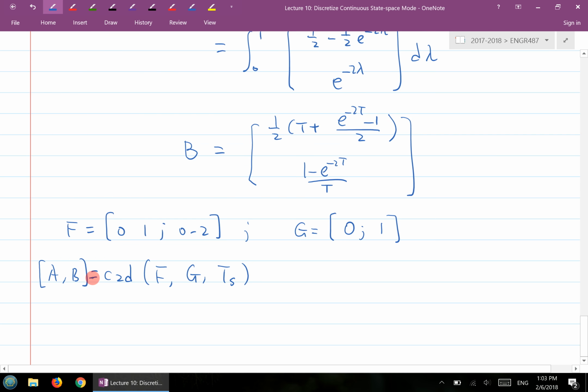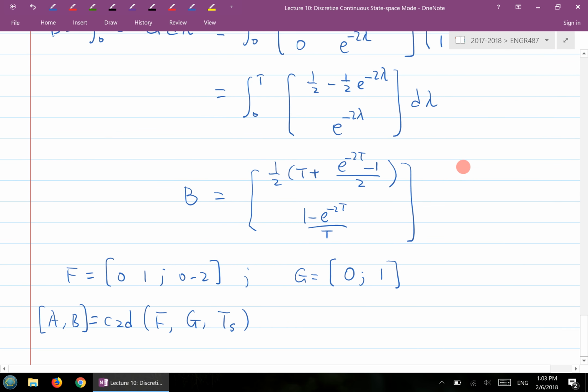Okay, so that's basically a very typical example, starting from a continuous Laplace transfer function, and how do we discretize a system to give us the A and the B, which are the system matrices for the discrete state space model. So be familiar with this. I guarantee you're going to have a question in the midterm.